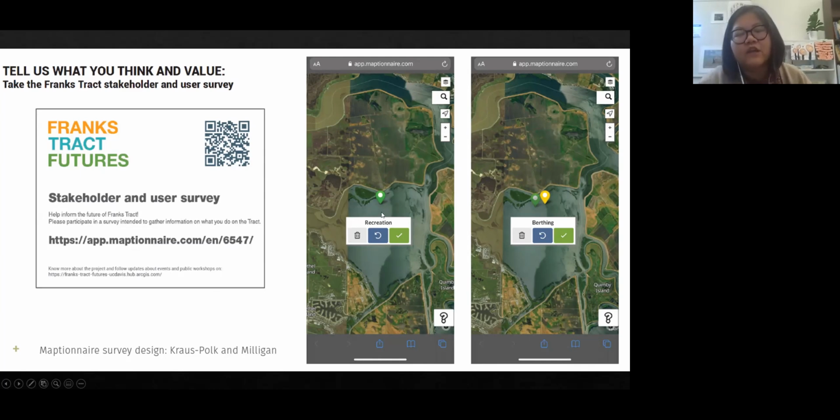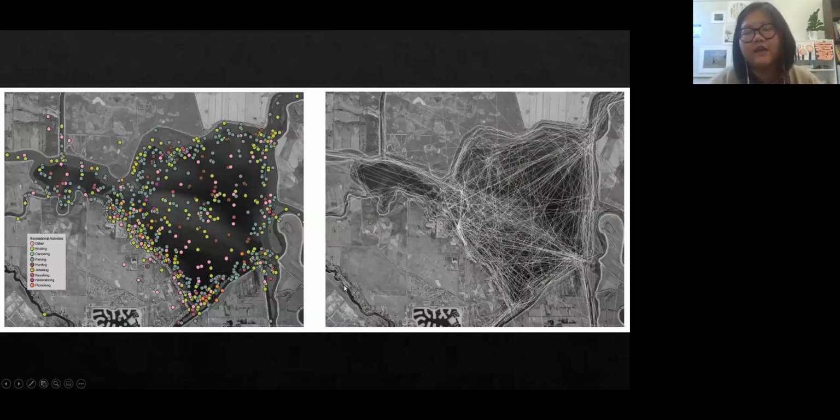This is a screenshot on my cell phone. You can grab one of the dots and tell us where you recreate. And then you can have another color of dots to tell us where you do other activities. And then you can also do hexagons, or you can do lines to tell us where you navigate through. So this is using the technology to ask people's ideas and how they want to use the place. So this is the survey result.